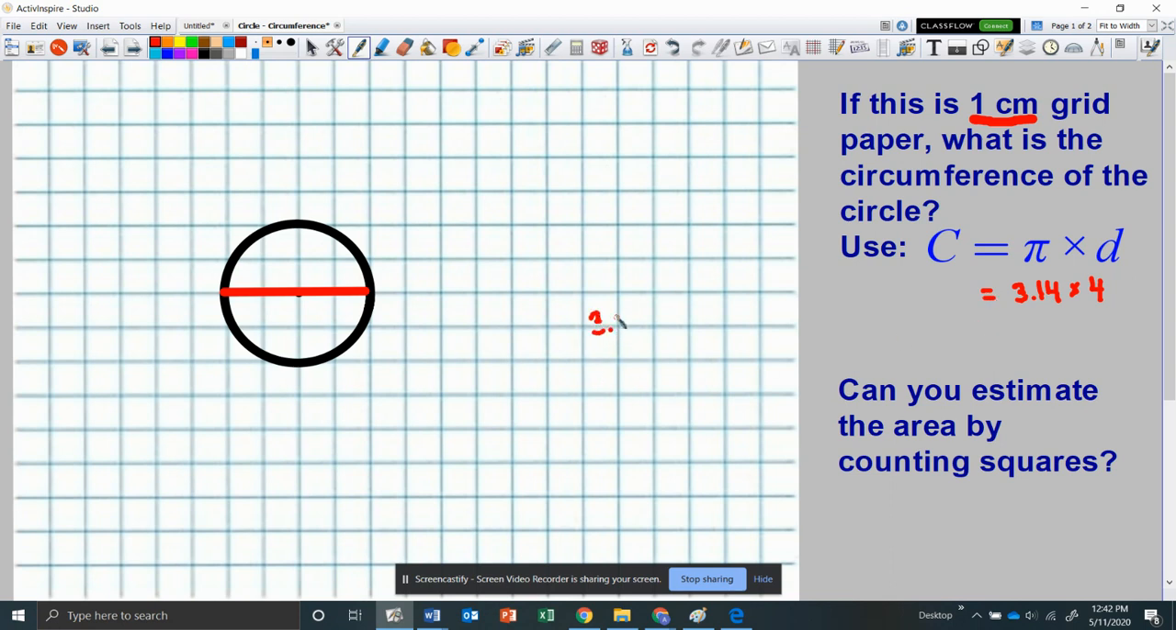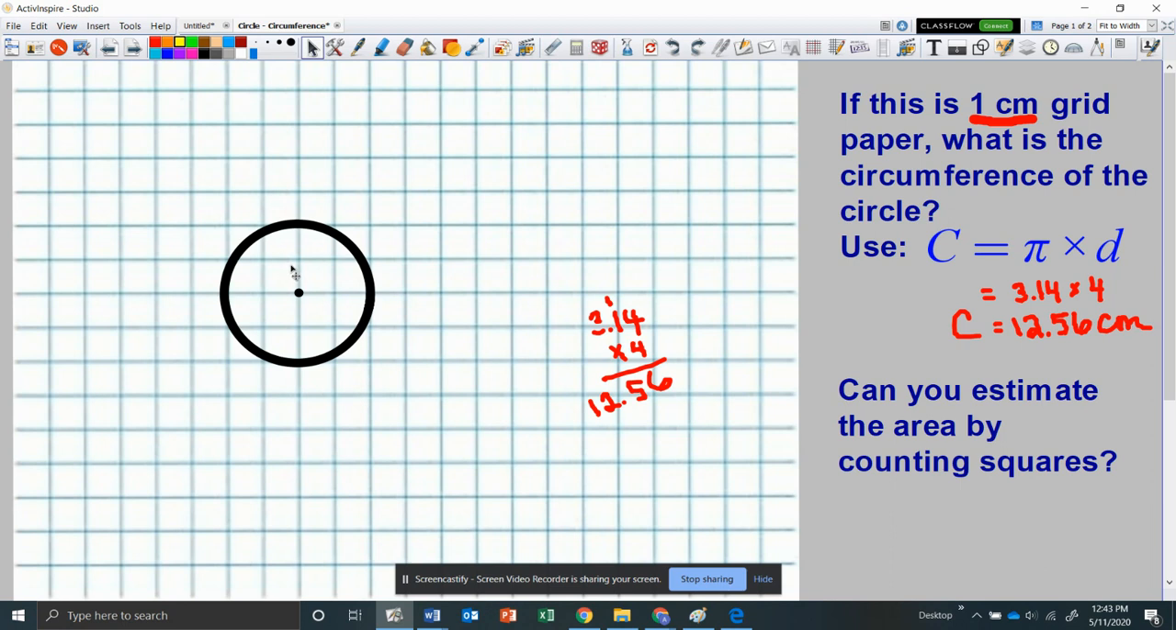So if I do 3.14 times 4, I get 12.56 centimeters as my circumference, okay? Now, if I ask you to estimate the area, I'm actually going to take this diameter out just so we can see this a little bit better. If I ask you to estimate it by counting squares, this is what you would do.